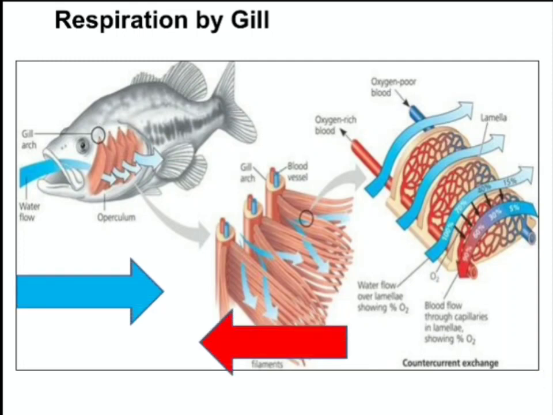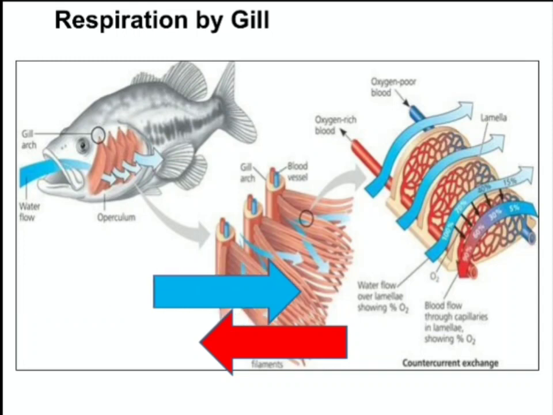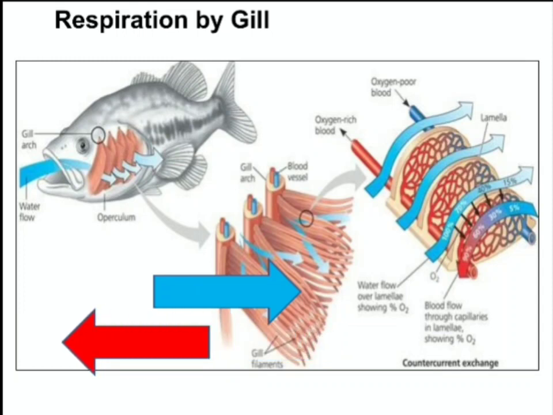The water is in blue color, so it is going from left to right like this, and the blood is moving from right to left. In this way the exchange of gases takes place. Oxygen from the water goes into the blood, and the blood becomes oxygen rich, and it moves into the oxygen-rich vessel and supplies oxygen to the different parts of the body in the fishes basically.